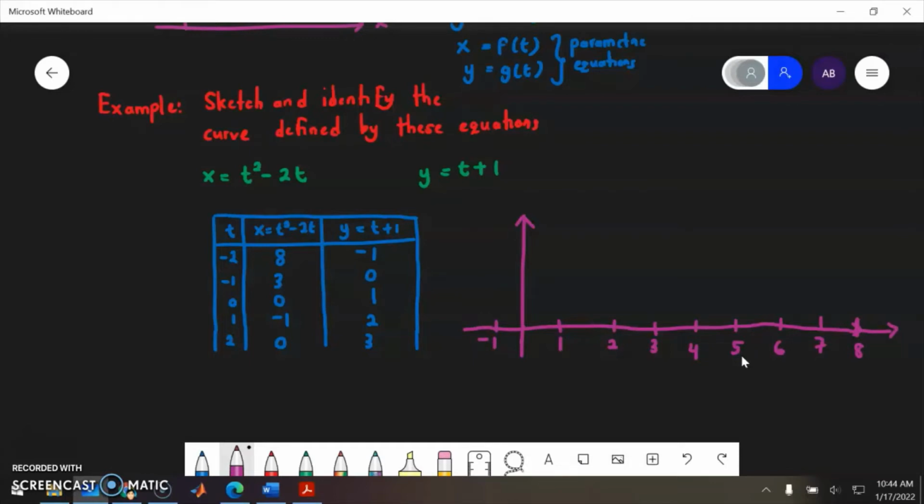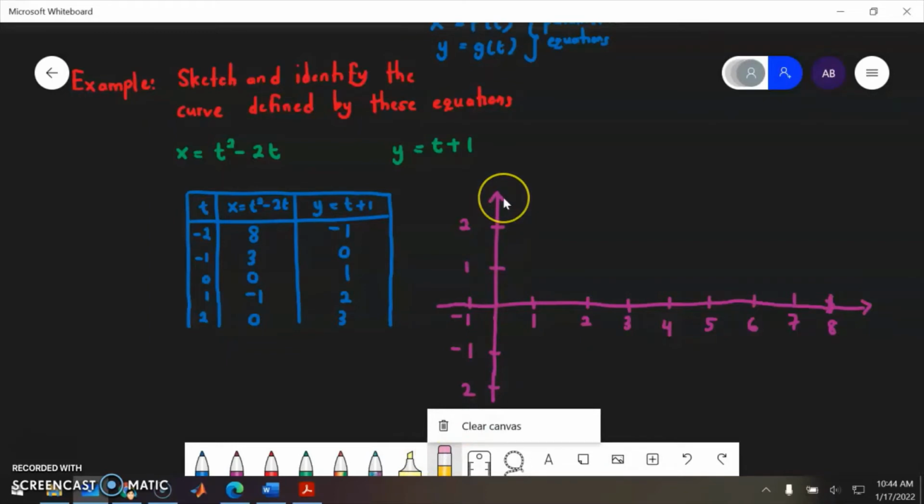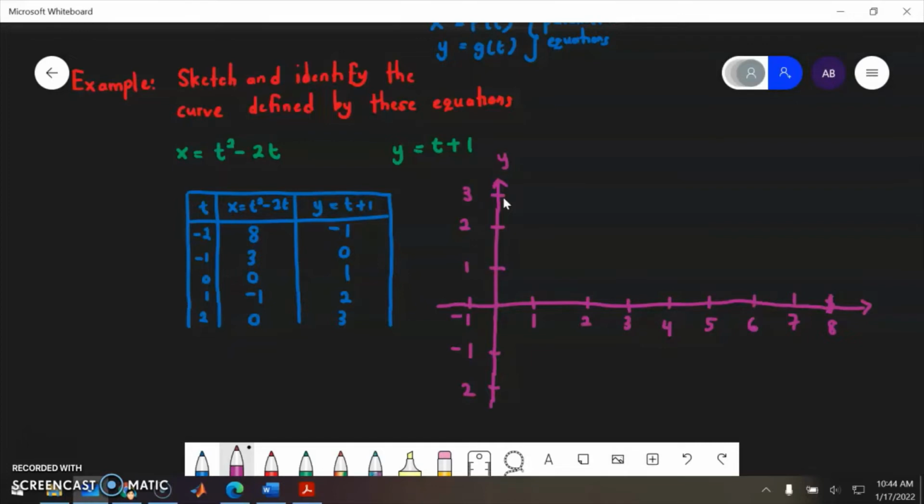And then you have here 1 and minus 1, and then let's do 2 and 2. We have 2 here and 3 as well. I hope you know how to sketch this based on the x and y values that you obtained. You have up to 3, right? So let me just do up to 3. When x is 8, y is minus 1, I have a point here. And then when x is 3, my y is 0.